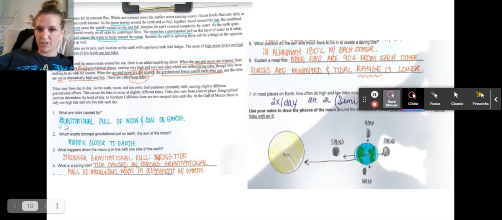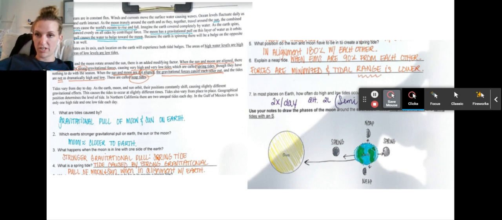Tides are caused by the gravitational pull of the moon and the sun. The moon is closer to Earth, so it has a stronger pull. What happens when they're in line with each other? There's a stronger gravitational pull. This will cause a spring tide. There will be a really big tidal range. Spring tide is caused by a strong gravitational pull of the moon and sun when they're in alignment with Earth. Spring tide has a very large tidal range.